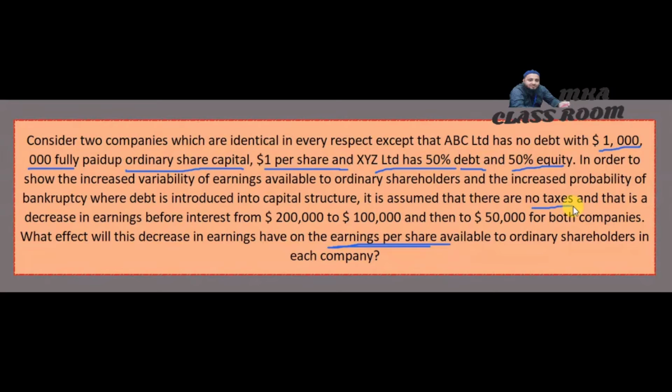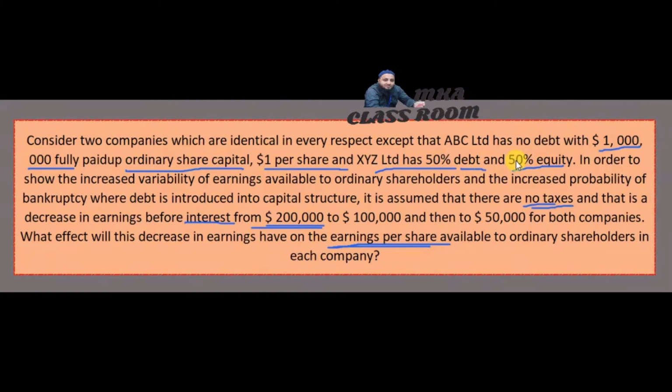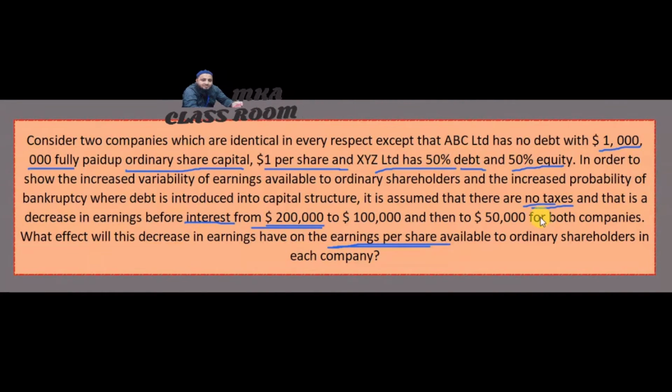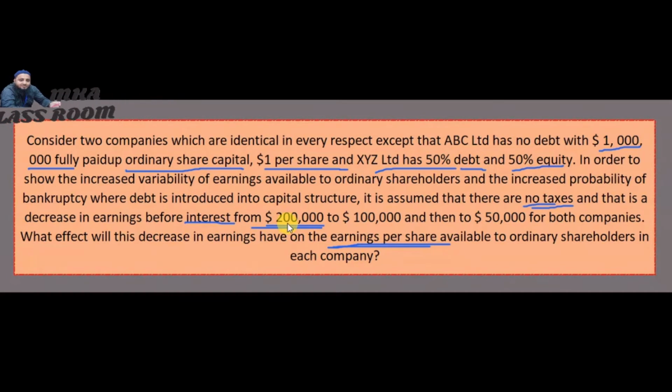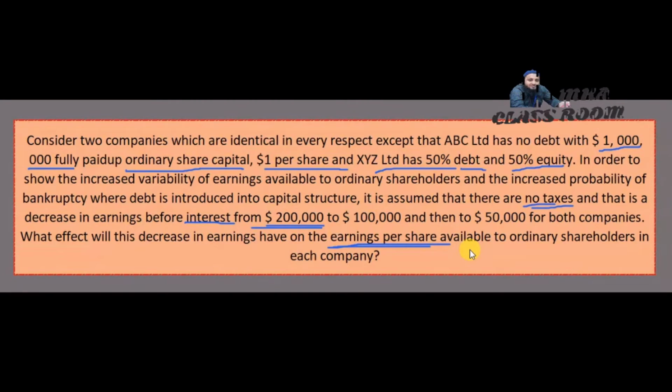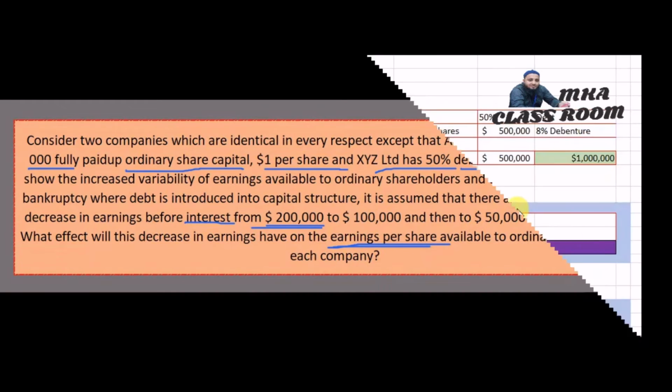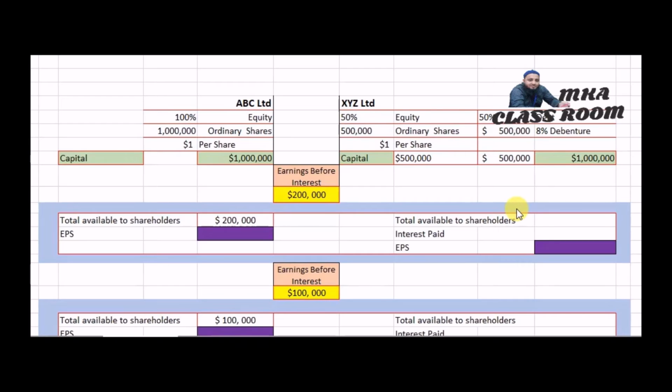Here it is said there are no taxes. So tax or no tax doesn't matter here. If there were tax, it should be deducted from the earnings. Here only interest is deducted from the 2 lakh, 1 lakh or 50,000 for company XYZ. If there were taxes, they would be deducted for both companies from 2 lakh, 1 lakh and 50,000. After that we will calculate earnings per share. We know the formula: earnings per share equals earnings available to the shareholders divided by the number of outstanding shares. We know the formula very well. Now let us see these examples.